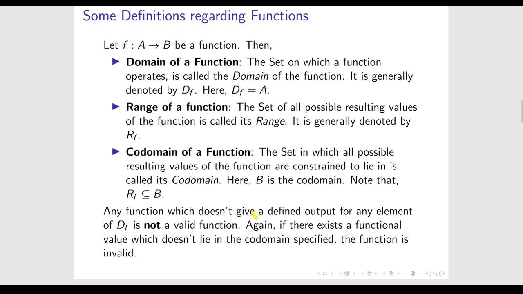Again, if there exists a functional value which doesn't lie in the codomain specified, the function is invalid. Say consider the function x goes to 1 by x again, and we eliminate the value of half from our codomain, but we know that 2 has to go to half, and if half is not in our codomain, our function is not valid. This is what this statement means.